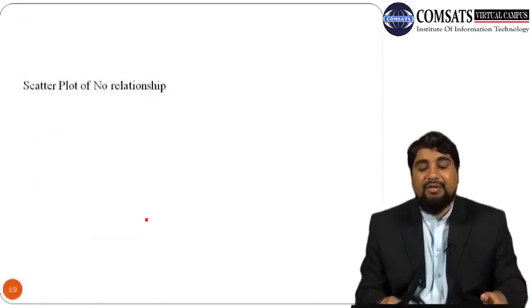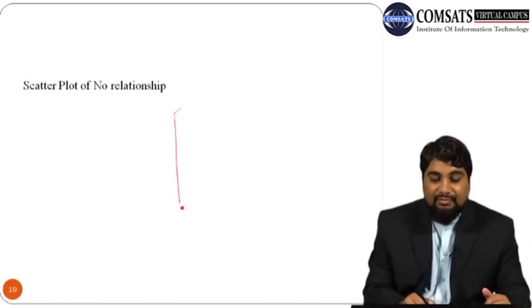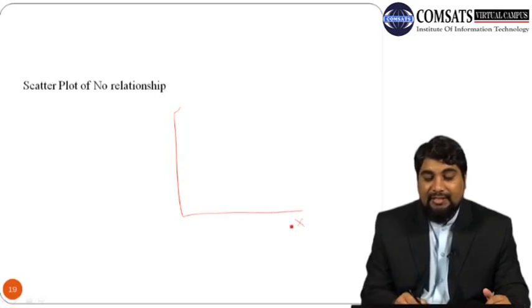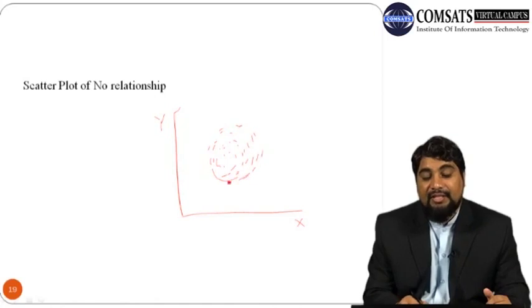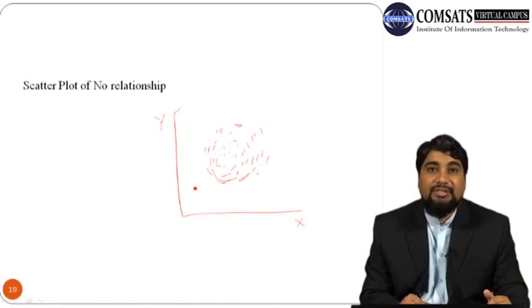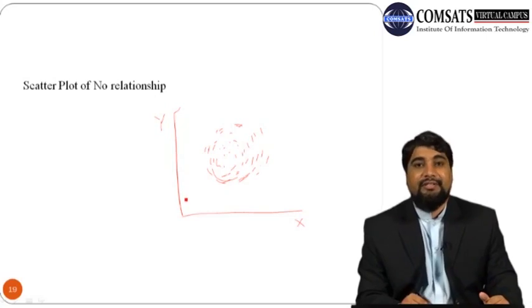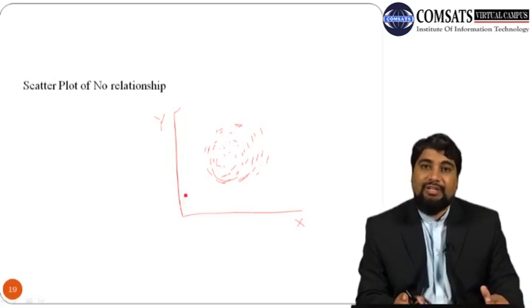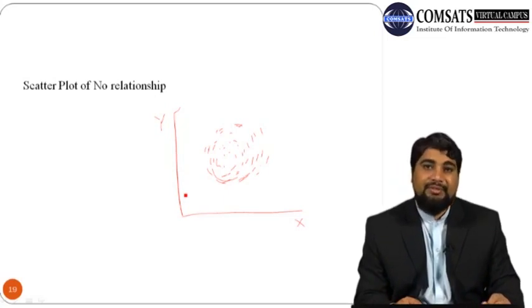So now the scatter plot of no relationship between the two variables. Suppose here we have x and y, the two variables. If the scatter plot is somewhat circular in shape, then we can see that there is no relationship between the two variables. So we say that the two variables are independent, or increase or decrease in one variable has no impact on increase or decrease in the other variable.